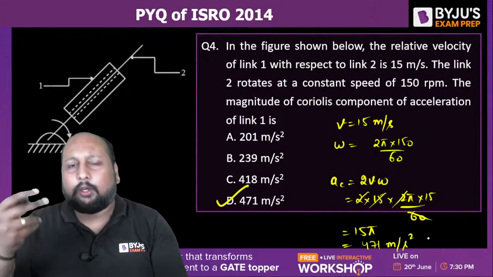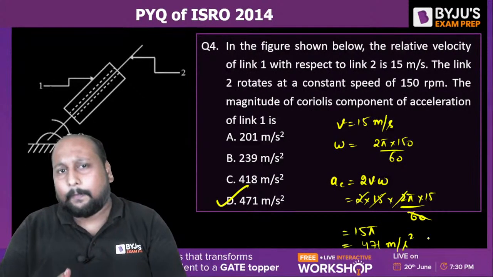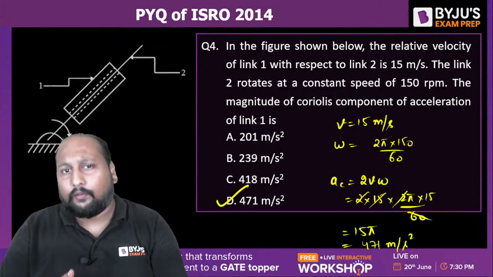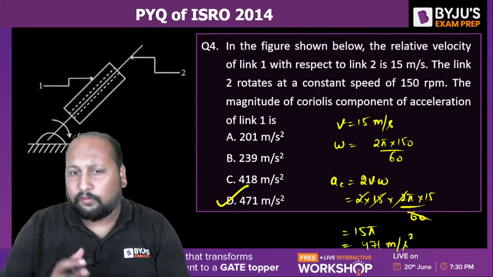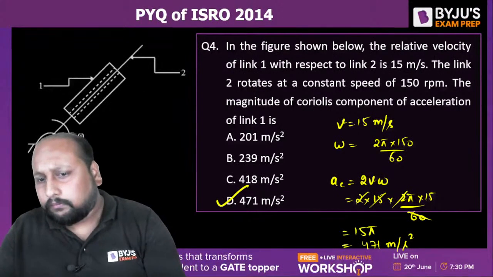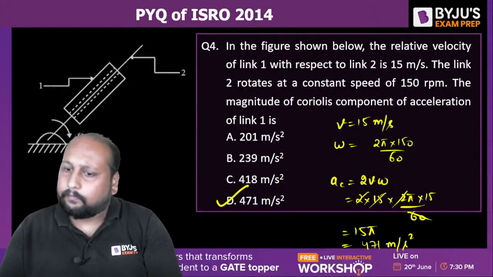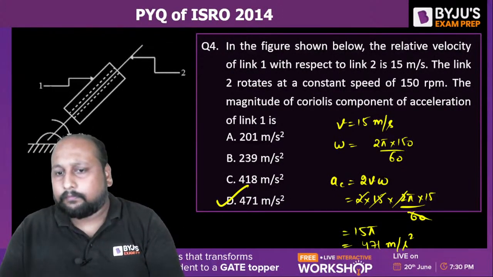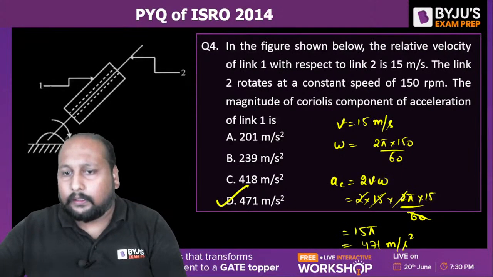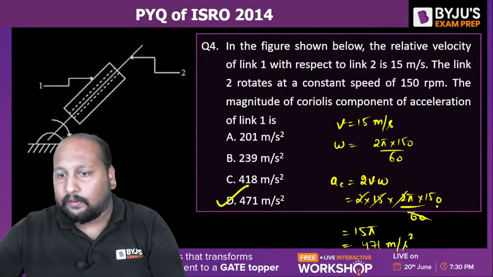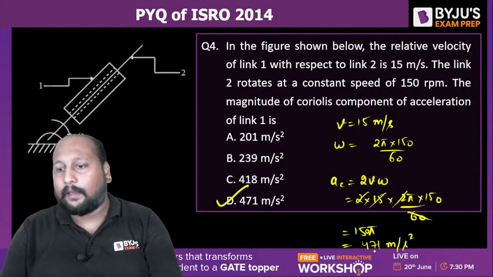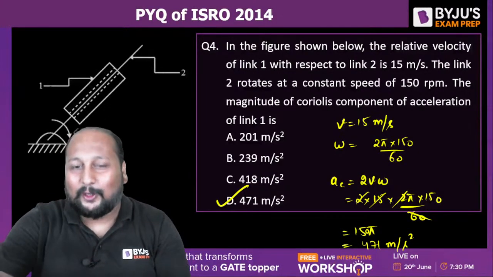471. 3 into 15, 450. We can say 450, somewhere around, will be more. Okay. Clear? Right. 150. And this is 150. 150 pi. Exactly. Chalo, next question on the screen.